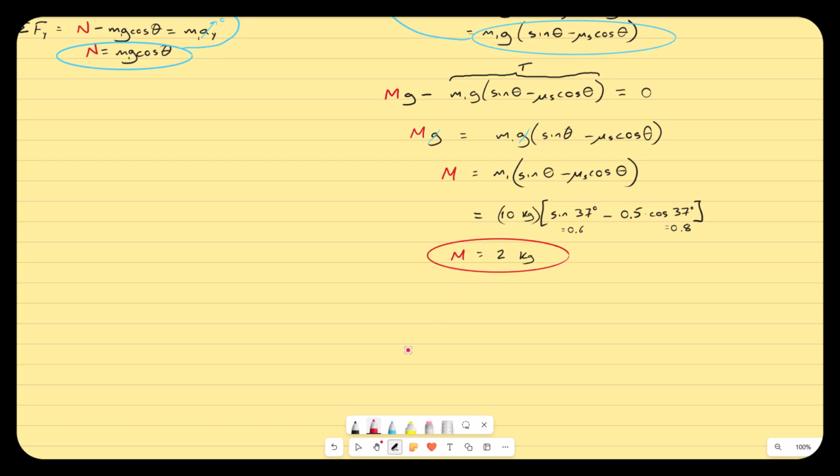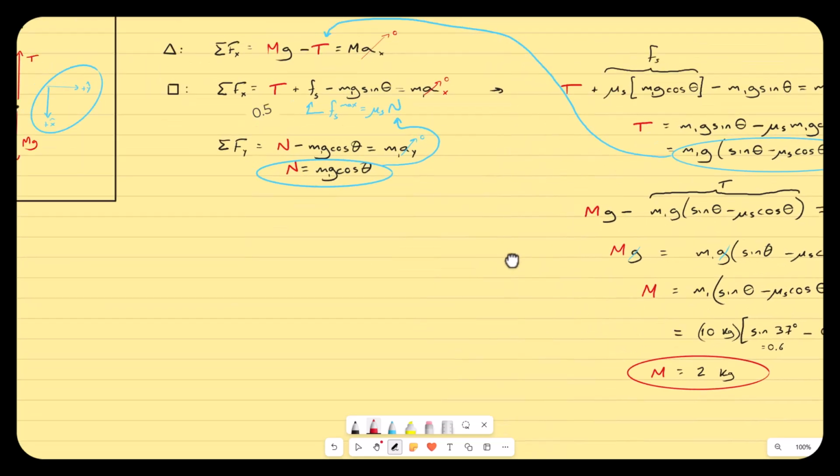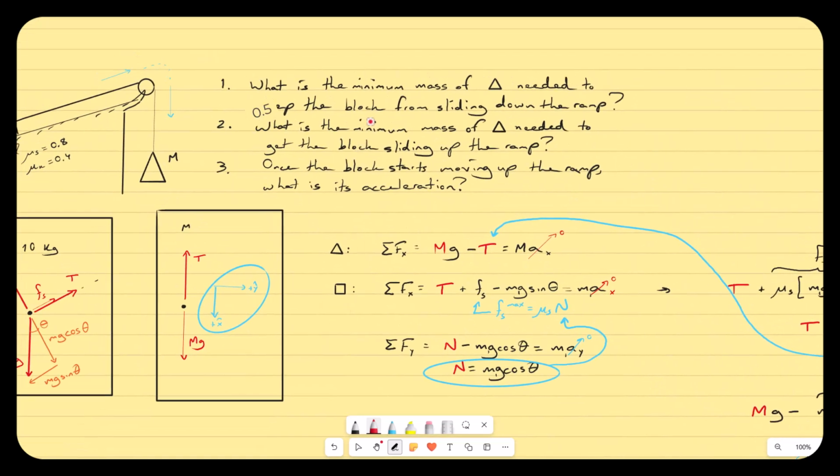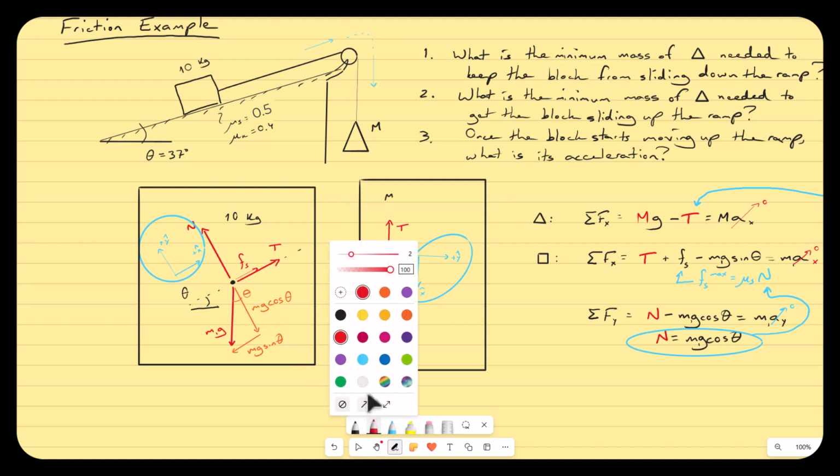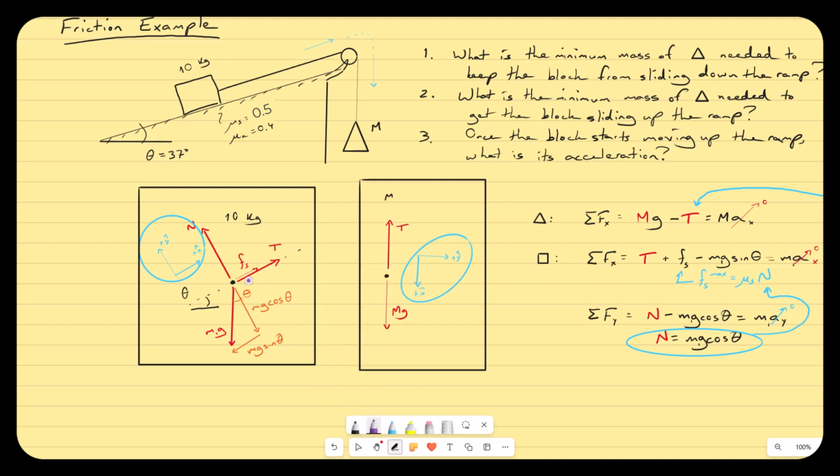Second question. What's the minimum mass of the triangle needed to get the block sliding up the ramp? When I do this, the only thing that's changing is that now my Fs is going to point down the ramp. So purple for question 2.